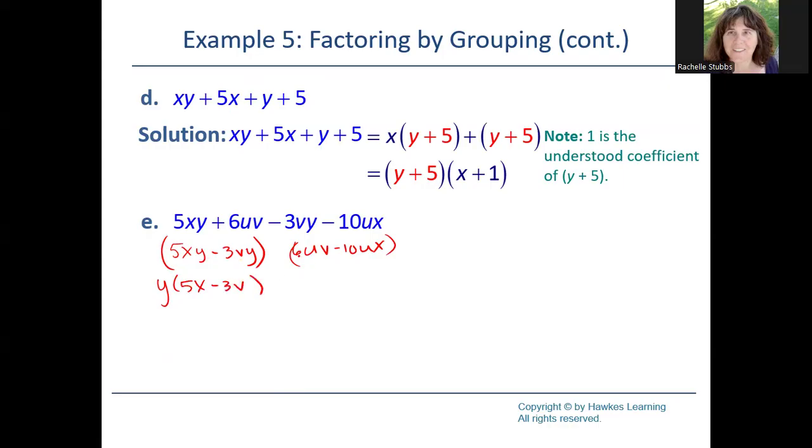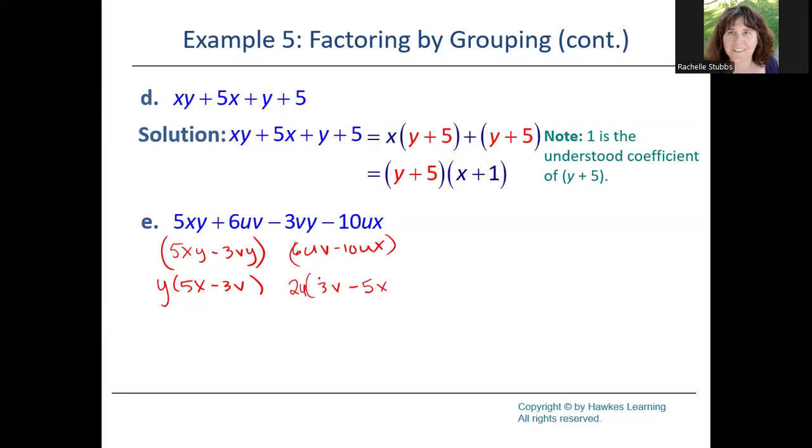And over here, it looks like I could find, well, it looks like a 2 for sure. How about, I'm going to try 2. And that would leave, and a u, a 2u. That would leave me 3v minus 5x. Well, that's not quite the same, is it?